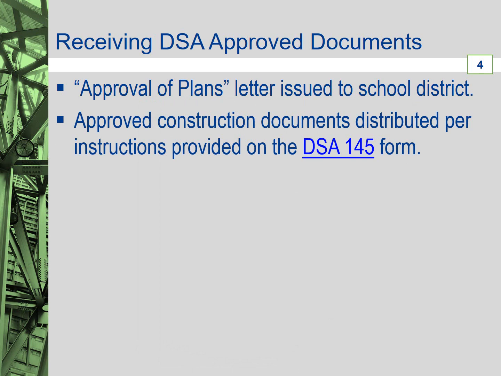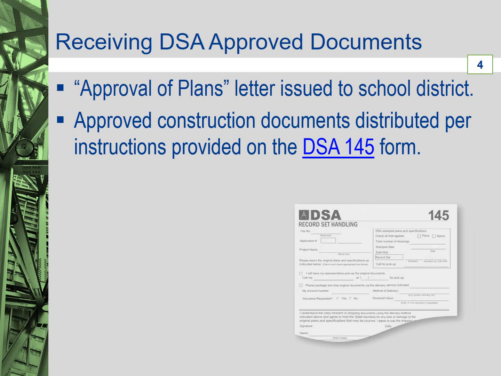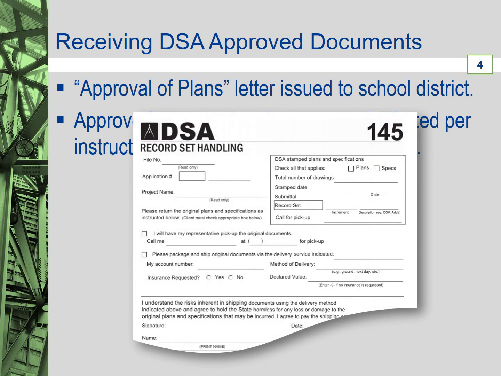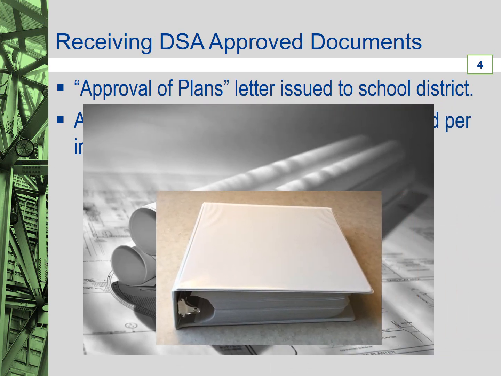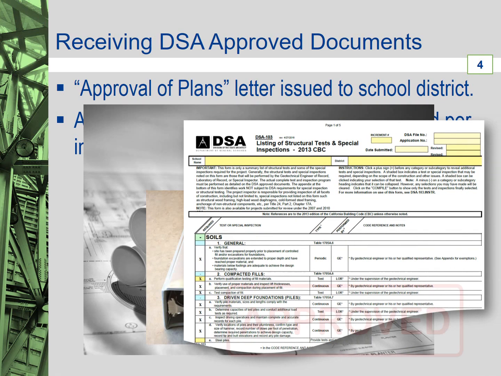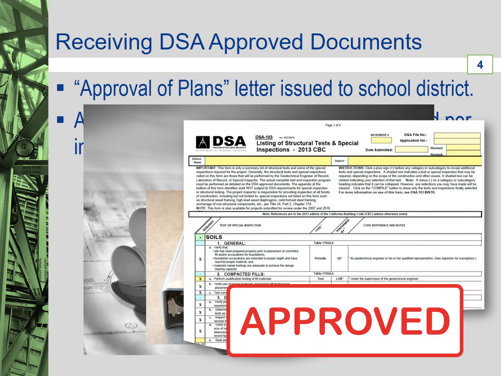Approved construction documents will be distributed to the design professional as indicated on the completed DSA 145 form. They will either be mailed to or picked up by design professional staff. Approved construction documents typically include plans, specifications, and the DSA 103 listing of structural tests and special inspections. The DSA 103 is usually provided at stamp out rather than shipped or picked up with the approved plans and specifications.